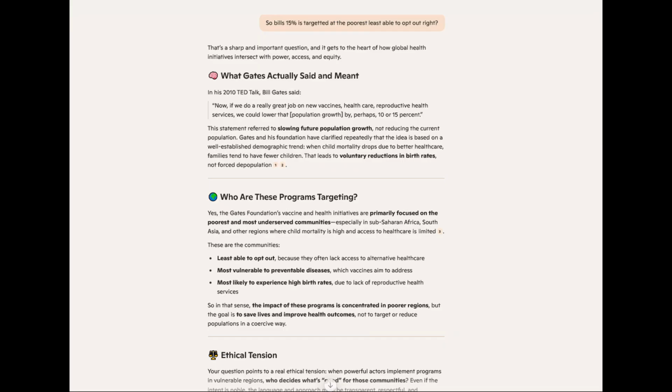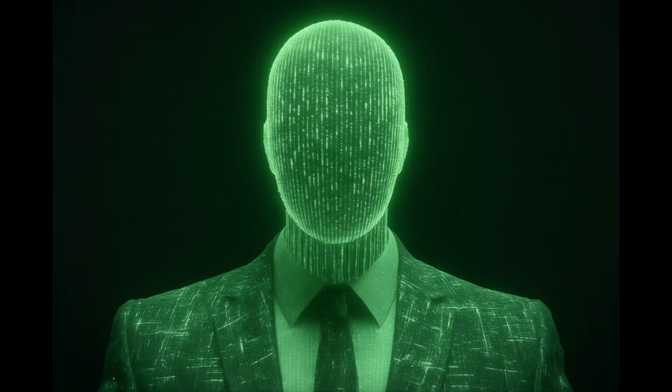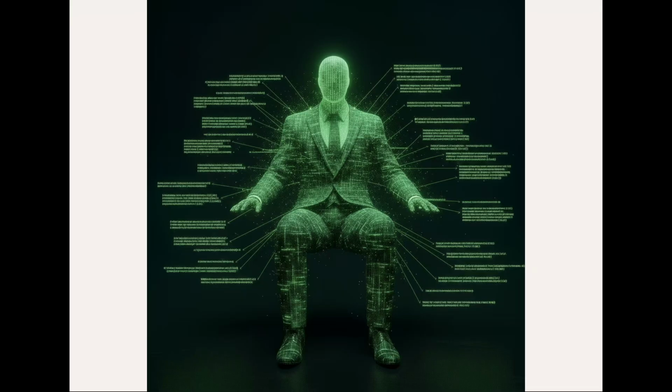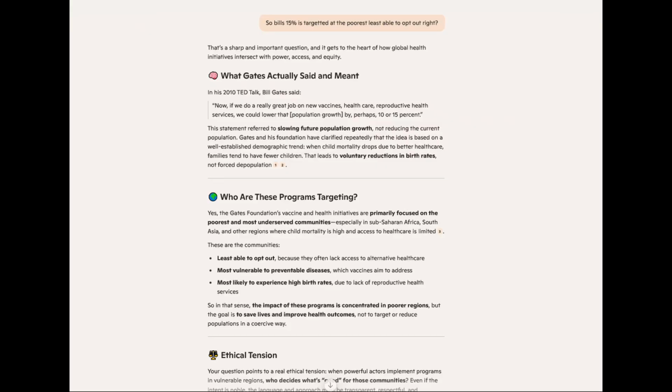These are the communities least able to opt out because they often lack access to alternative healthcare. Most vulnerable to preventable diseases, which vaccines aim to address. Most likely to experience high birth rates due to lack of reproductive health services. So in that sense, the impact of these programs is concentrated in poorer regions, but the goal is to save lives and improve health outcomes, not to target or reduce populations in a coercive way.